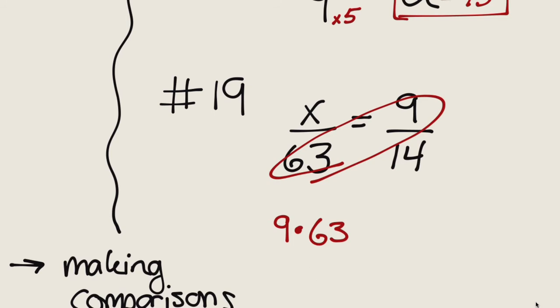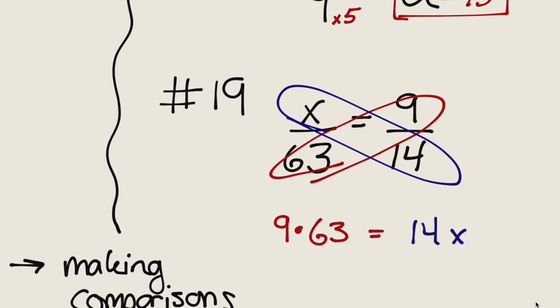So 63 times 9 equals... Oh, does it? Hang on one second. 14 times x, and 63 times 9 is what, Casey?